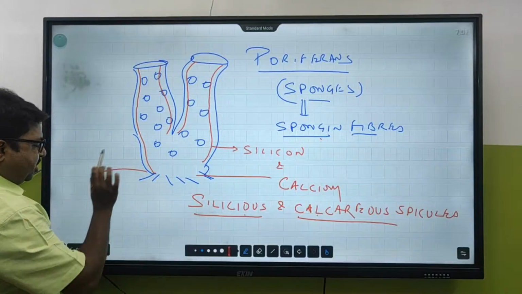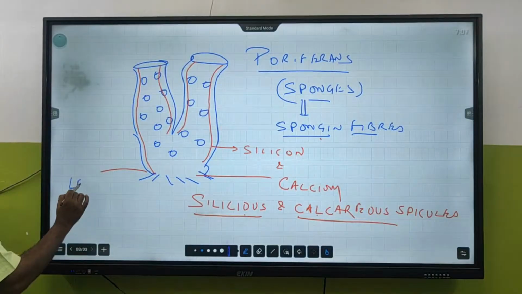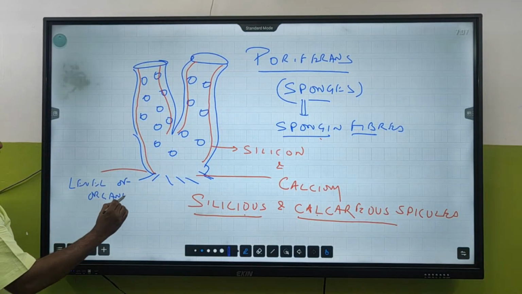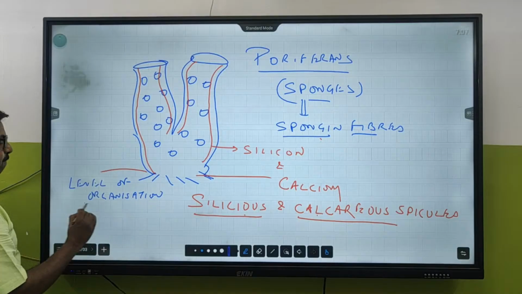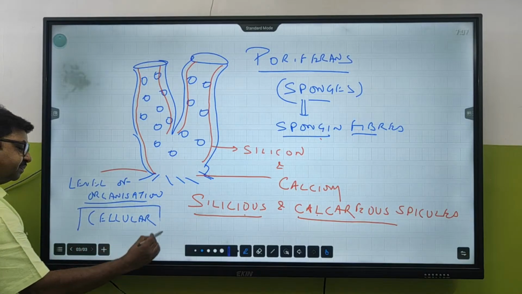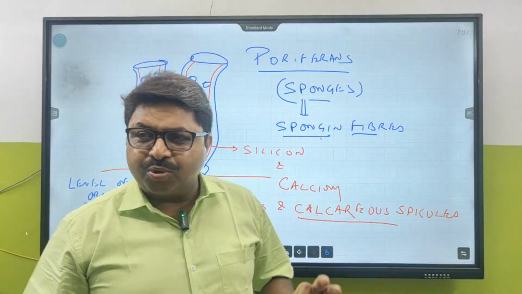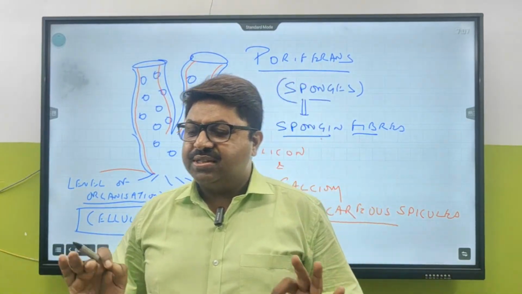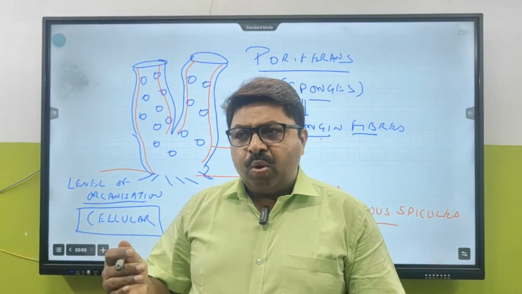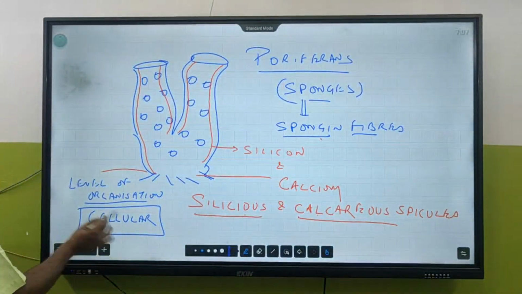Now, what is special about them is what kind of level of organization they show. They show a cellular level of organization. Though they are multicellular, they show a very ancient, cellular level of organization. That means cell to cell interaction is not there. Clear?